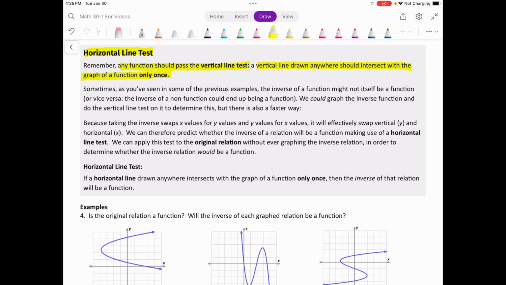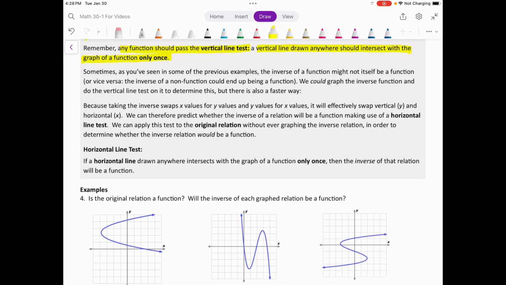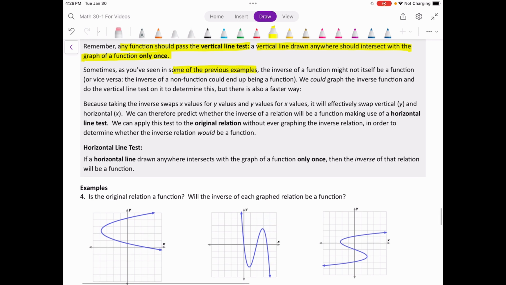Can't be, okay? But sometimes, as we've seen in some of the previous examples, we might not have talked about it, but we saw some that weren't exactly functions themselves. The inverse of a function might not itself be a function. And it works the other way too. Sometimes the inverse of a non-function could end up being a function, right? You might take the inverse of a non-function and get a function.